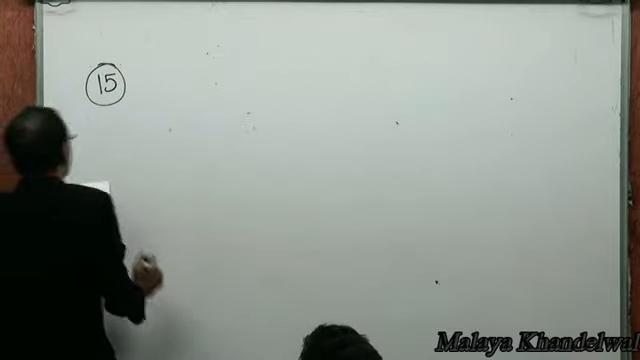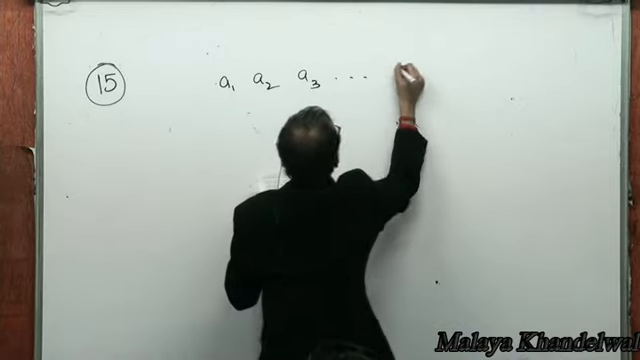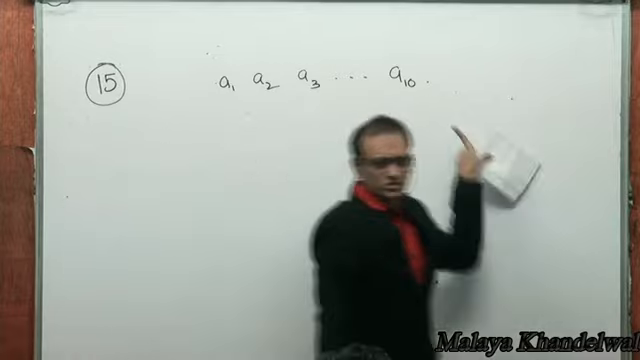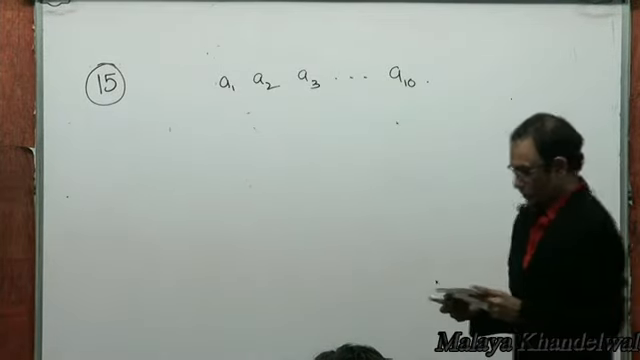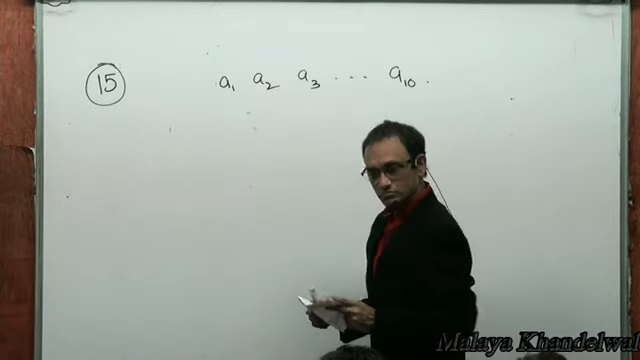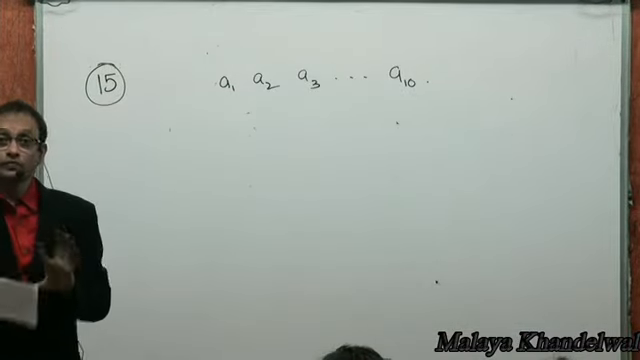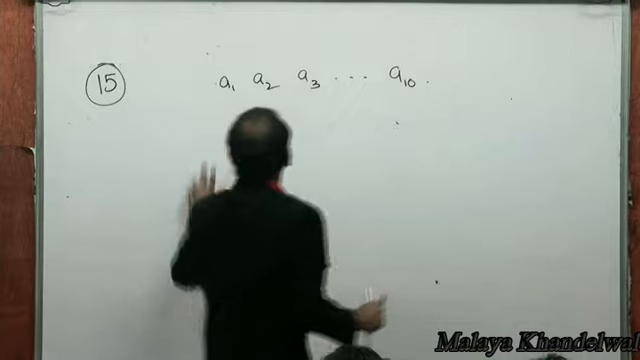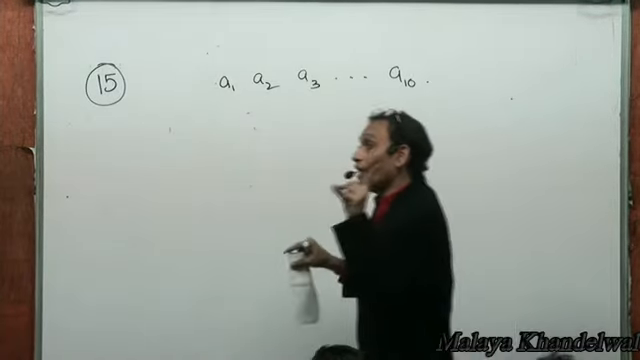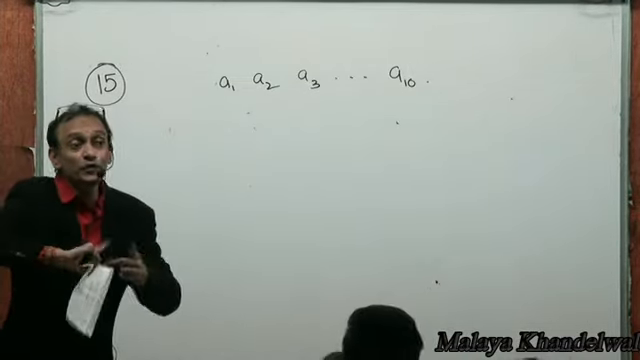There are 10 children. A1, A2, A3, up to A10. All right. These are their designated locations, the seats on which the 10 children are seated. Now, I'm allowing various permutations of these, various rearrangements of these. But I don't want in any rearrangement any child to be shifted by more than one unit.